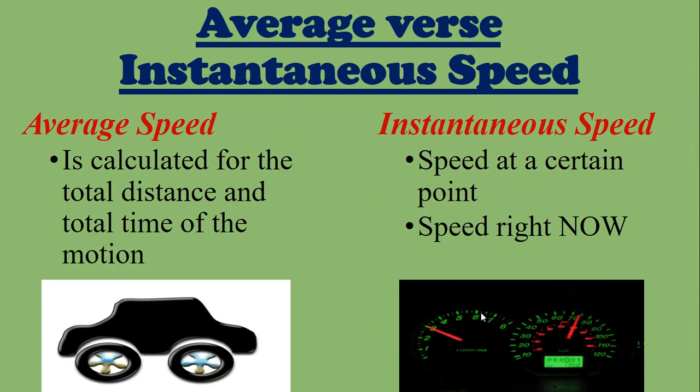Now, when we talk about speed, you can talk about two things. You can talk about average speed versus instantaneous speed. Average speed is calculated for the total distance and total time of the motion, the whole time. Instantaneous speed is the speed at a certain point, or basically the speed right now. So average speed, you have to do the whole trip, while instantaneous speed is if, say, you're driving a car and you look down, looking at the speedometer, that would be your instantaneous speed.